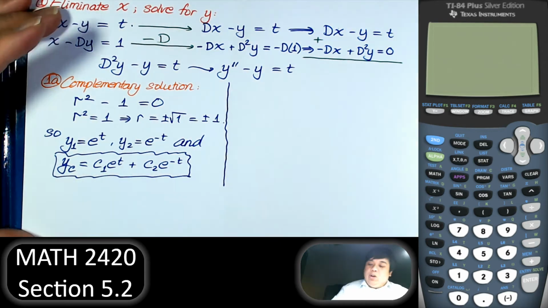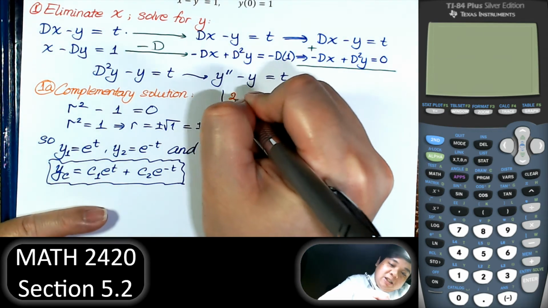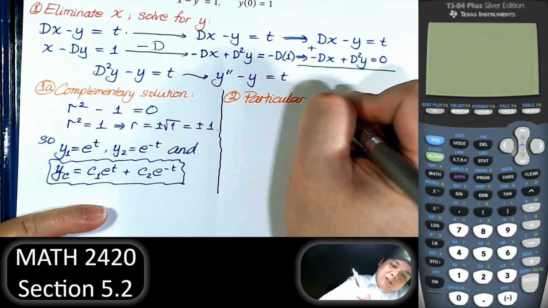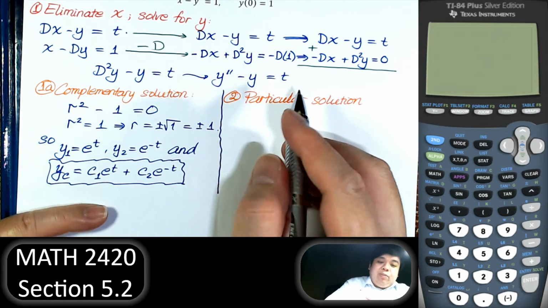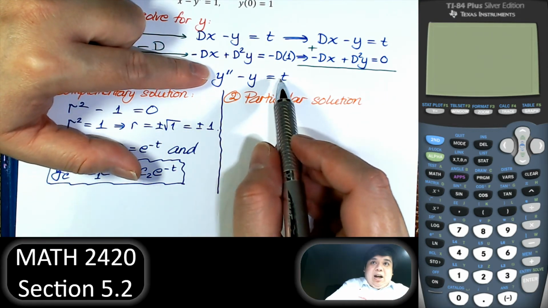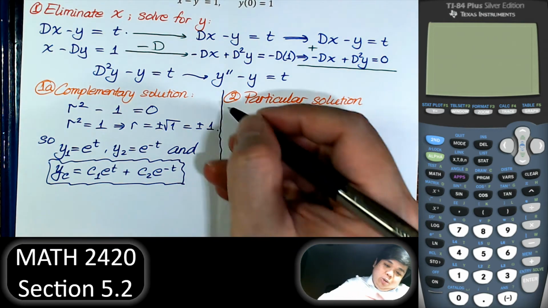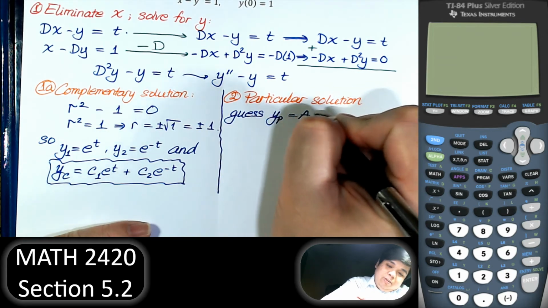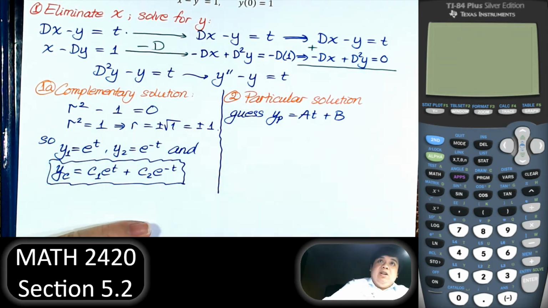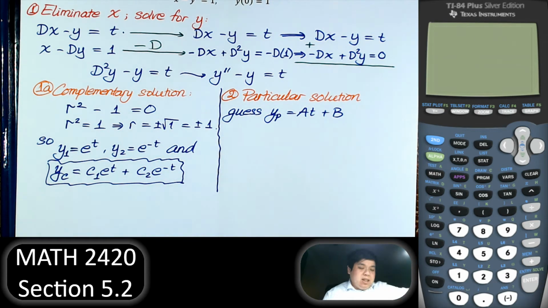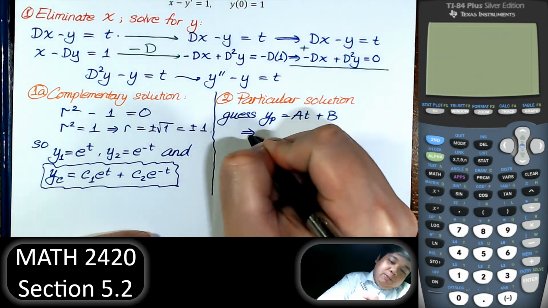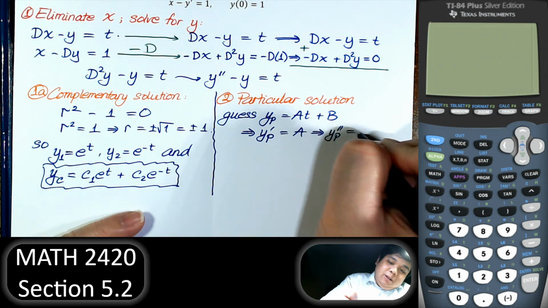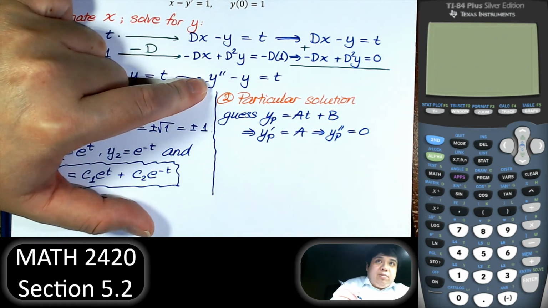Second, particular solution. This is not as bad. Now, we have this. The guess is going to be a polynomial of the first degree. So we will guess this will be in this form. Will that cover the t, right? Because that's the same degree as t. Right, take the derivative, second derivative, and then substitute into this equation.